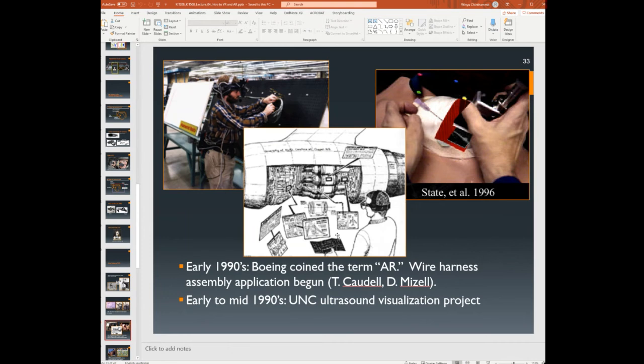Okay, and this is from UNC, University of North Carolina. It had a big group in the mid 90s working on ultrasound, and they also used that funding to support their vision of what they called Superman vision, so that you can see through the body before the surgery happens.